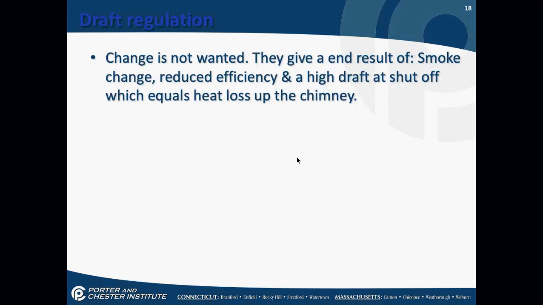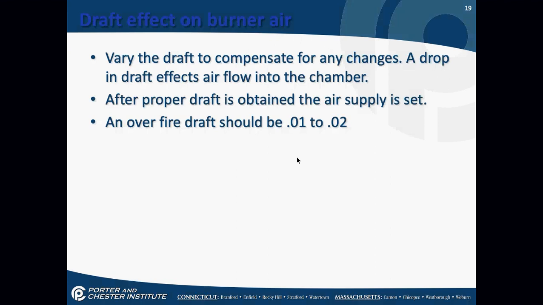We don't like change in oil. Oil burners don't like change. Change causes smoke, reduced efficiency, and a high draft at shutoff, which equals heat loss up the chimney. The higher the draft, the more heat is going to flow up the chimney. So what we do is we vary the draft to compensate for any changes. A drop in draft affects the airflow into the chamber. After the proper draft is obtained, the air supply is set.